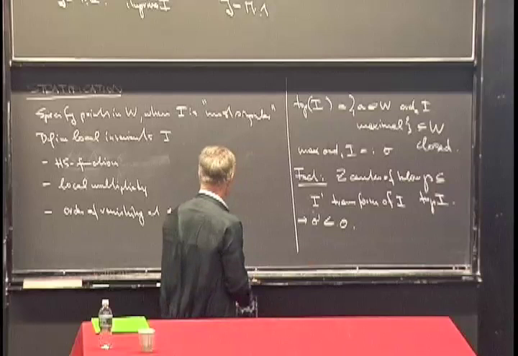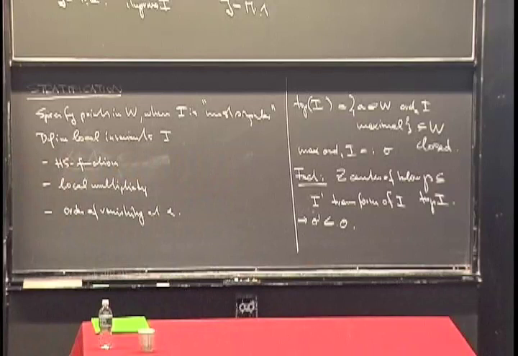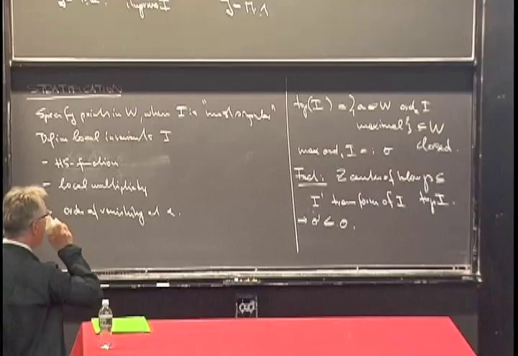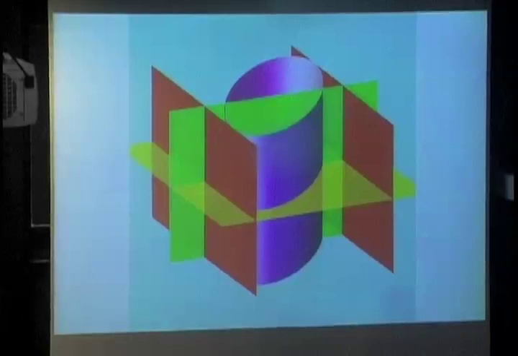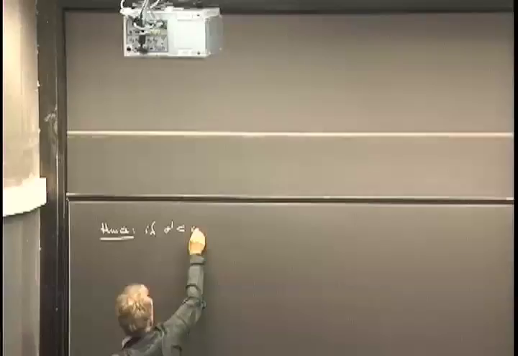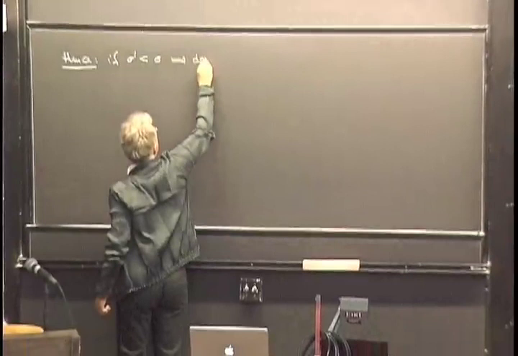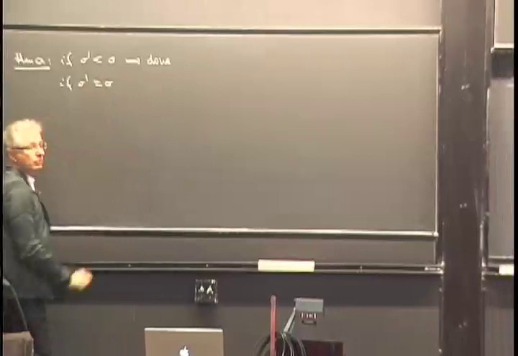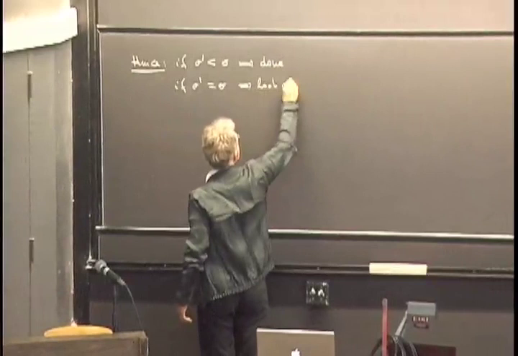Now, here you are very generous with blackboards. I switch to this one. So maybe I write this down. Hence, if O prime less than O, then we are done. If O prime equals O, then we have to look closer.